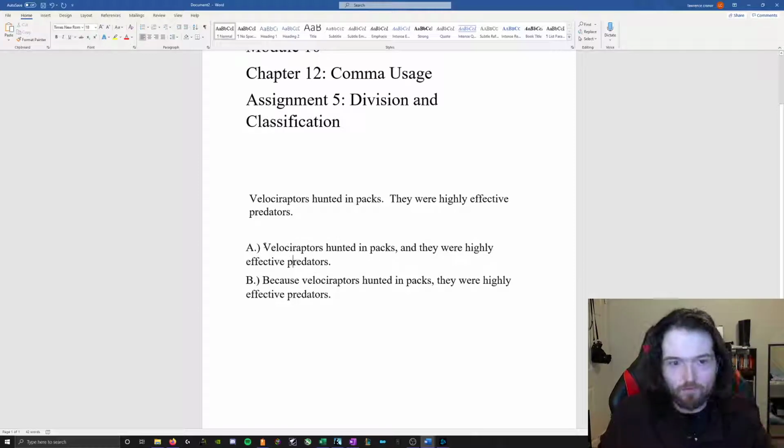So take A, for example, here. Velociraptors hunted in packs and they were highly effective predators. While that is grammatically correct, it doesn't make sense to put it in a compound sentence because these two halves of the sentence are not equal. One causes the other. So just be watching out for that when you're going through the module.